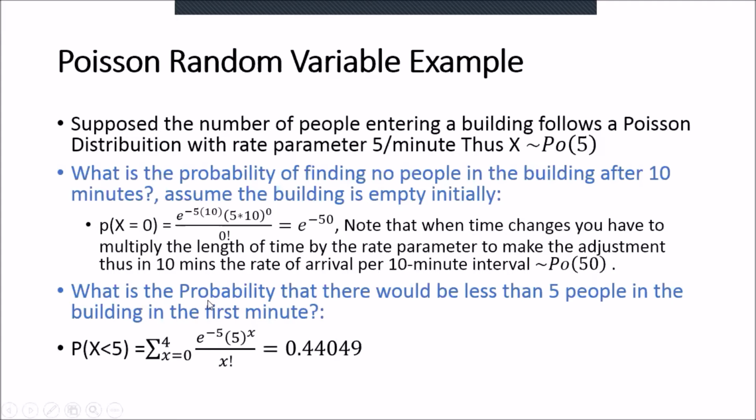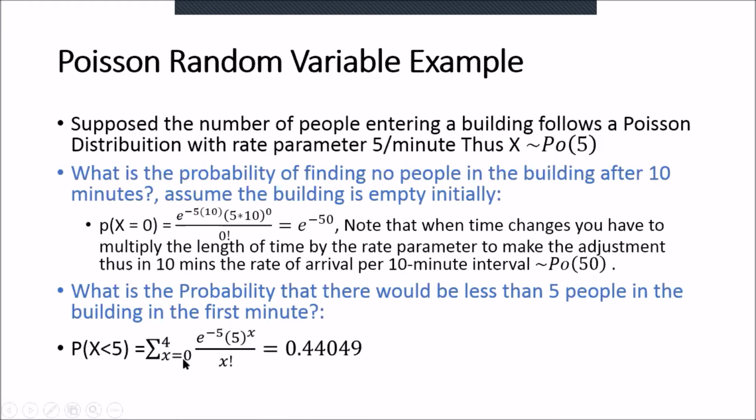What is the probability that there would be less than 5 people in the building in the first 10 minutes? Well, that is the probability that x is less than 5. And we don't have any closed form solution, so we need to do the summation from x is 0 to 4 because it's x less than 5.